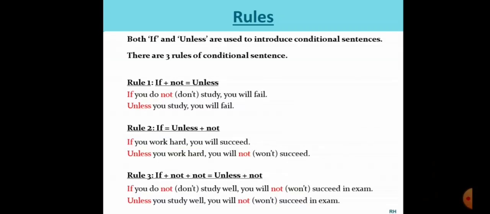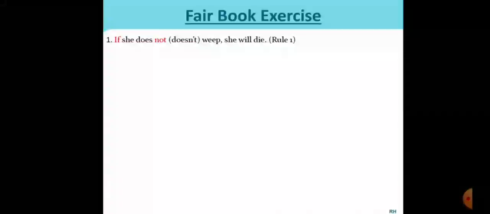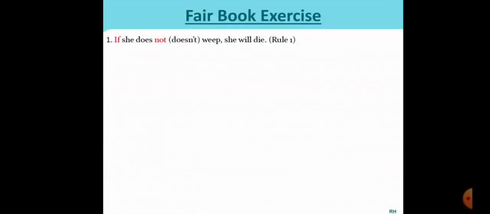Okay students, so there are three rules and this is how we will do it. Let's take the examples. The first book exercise will begin with: if she does not, means doesn't, weep, she will die.